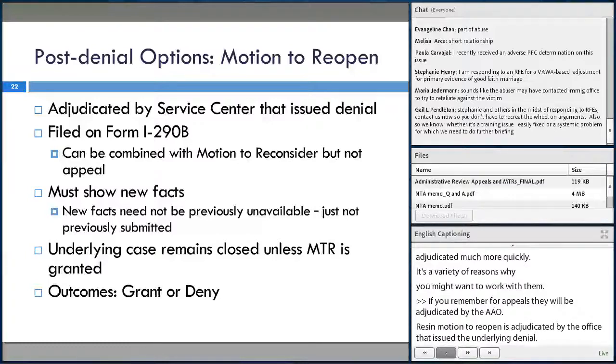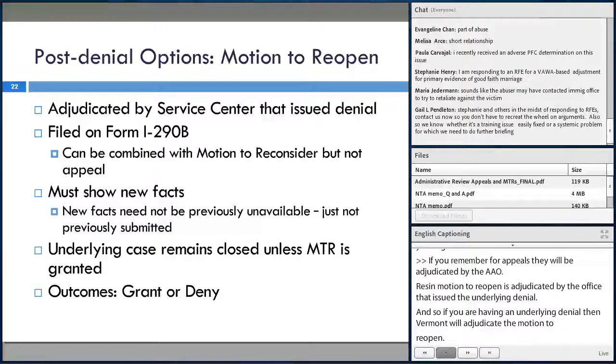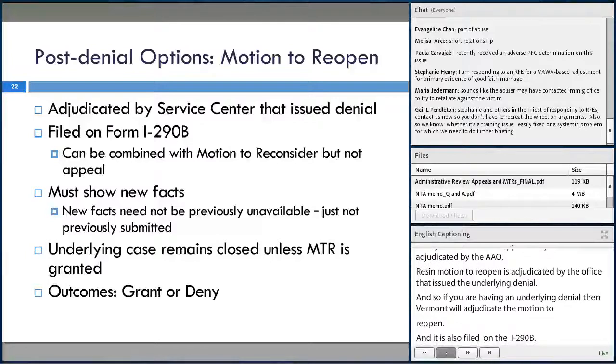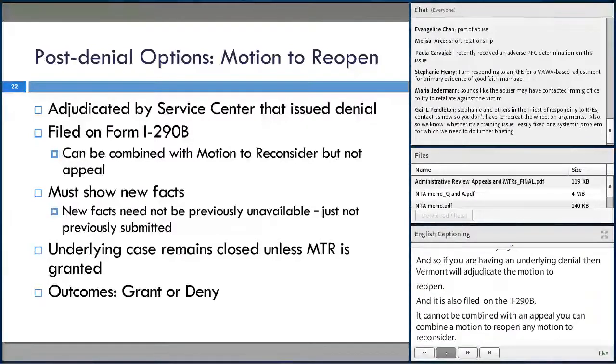And it's also filed on the I-290B. This one cannot be combined with an appeal. You have to choose either a motion or an appeal, but you can combine a motion to reopen and a motion to reconsider, because you'll have a lot of cases where you have arguments that would support both reopening or reconsideration.